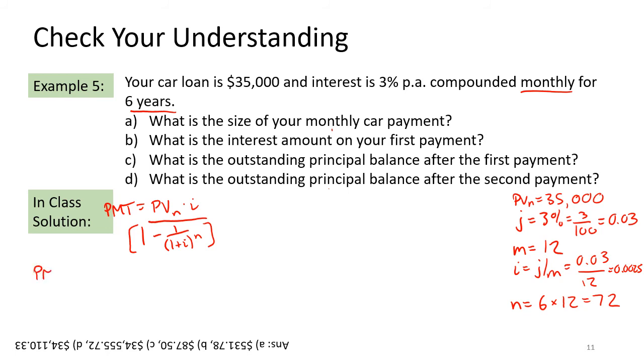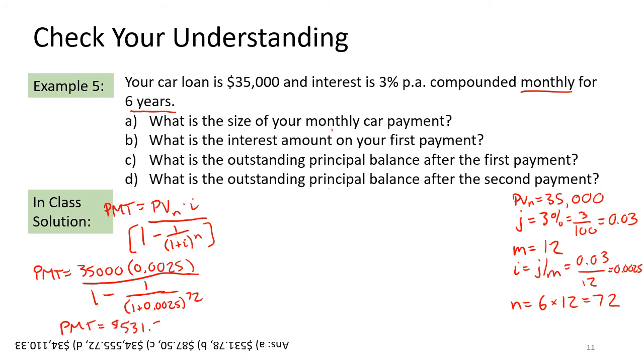Substituting these values in, your payment is equal to 35,000 times 0.0025 divided by 1 minus 1 divided by 1 plus, again, the periodic interest rate, 0.0025, to the exponent 72. And if you calculate this out, you get a monthly payment of $531.78. Okay? So just like in our last example, to calculate the interest, again, this is at the very start, assuming you haven't made a payment yet.